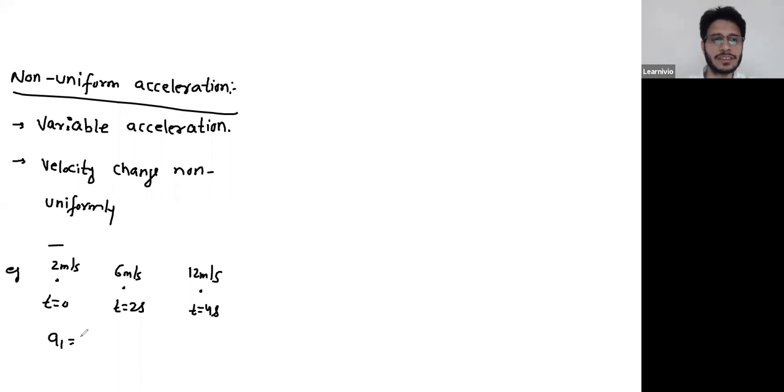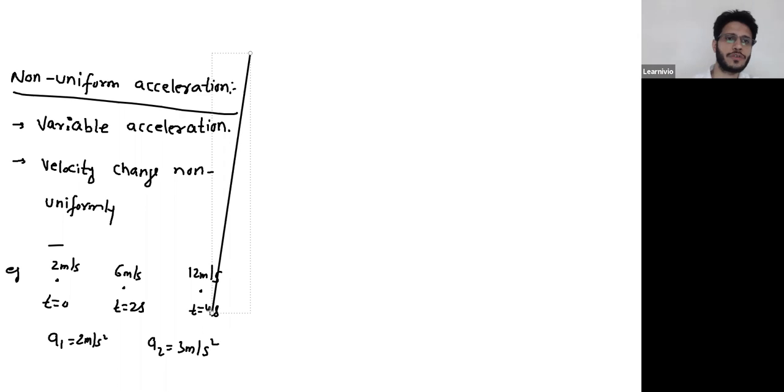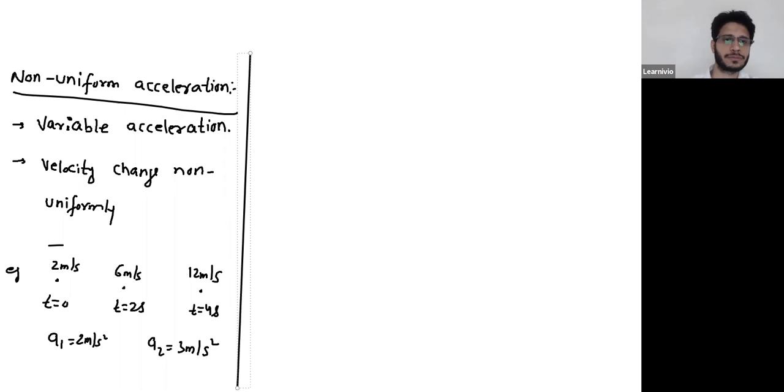Say in this case, acceleration is 2. What was the acceleration in this case? 12 minus 6, 6 by 2, 3 meter per second squared. So if your velocity changed non-uniformly, then you would say that your acceleration is non-uniform. The case of non-uniform acceleration. Now, if your acceleration is non-uniform, then you can measure it in two ways: average or instantaneous. Let's see first what is average acceleration.